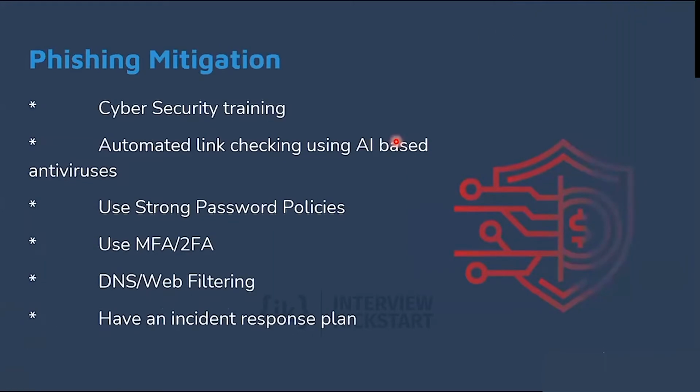How can you prevent phishing from happening? The first thing is cybersecurity training. So remember, if you're talking about any type of compliance systems, actually perform cybersecurity training. That's important. You have to teach people that, hey, this is something that might happen, and this is how you can protect yourself. Automated link checking and AI-based antiviruses. If there's a link in your email and there's software that can automatically check it, that's awesome. That's what we want. It's going to mark it and say, hey, this is a bad link. Don't click on it.